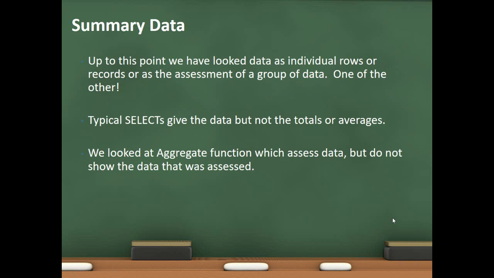So up to this point, we've looked at data as individual rows with our standard select statement, where we're going back in and writing a select statement, giving it a particular column or columns to return back, and we perhaps give it a where clause or an order by clause, but we're getting back individual records of data. We also took a look at using aggregate functions, and we found that we could come back with aggregate functions and we could assess that group of data.